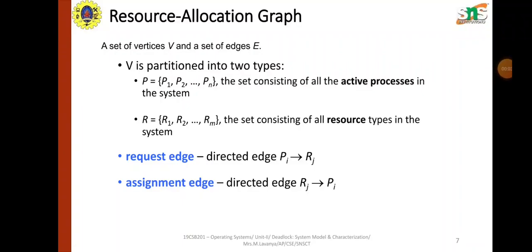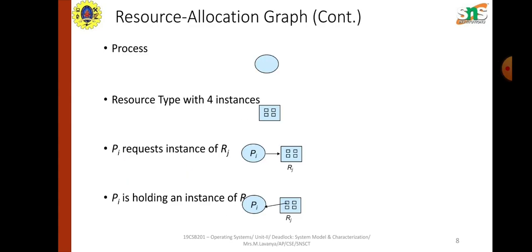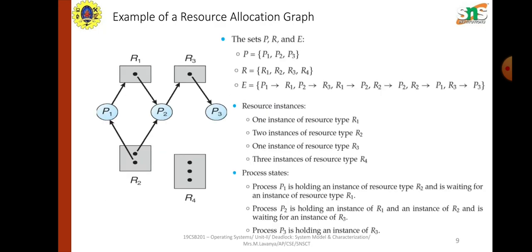Hi everyone, this is the continuation of Deadlock. Under Deadlock, we are seeing the resource allocation graph. We have already seen what a resource allocation graph is, how to construct one, and how to get information about the current execution state of the system from it.